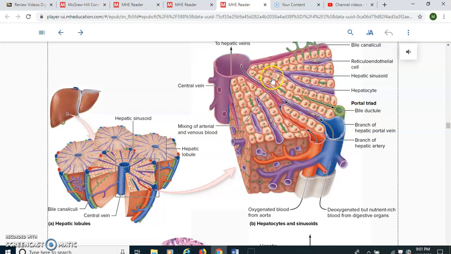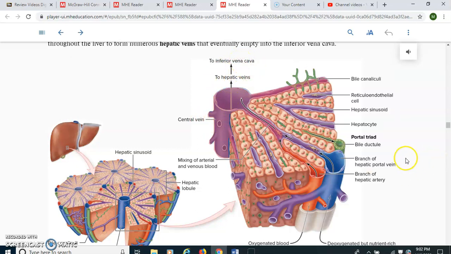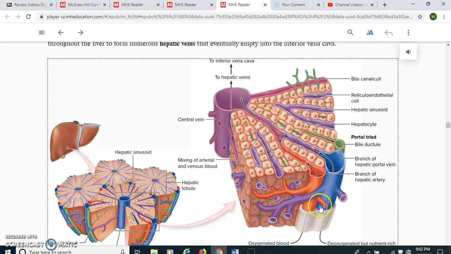And again, these are the hepatocytes, and that's the central vein. Realize that all the central veins within the liver will merge, and all that blood that's leaving the liver through the central veins will eventually drain into the hepatic veins and then into the inferior vena cava. So, all right. What we want you to be familiar with is how the blood flows through our liver and then how the bile flows. So we'll do the blood first.